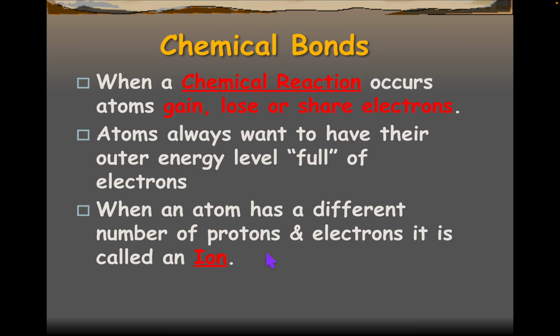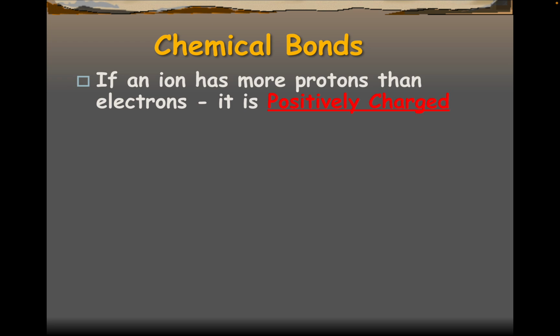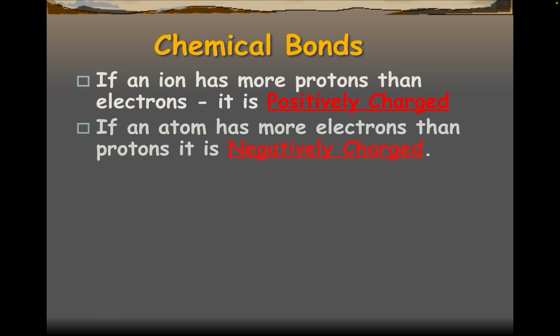When a chemical reaction occurs, atoms gain, lose, or share electrons. Atoms always want to have their outer level full, like I said earlier. When an atom has a different number of protons and electrons, we call that an ion. Okay? If an ion has more protons than electrons, then it's positively charged. If an atom has more electrons than protons, it's negatively charged. Atoms of the opposite charge are attracted to each other. Opposites attract.